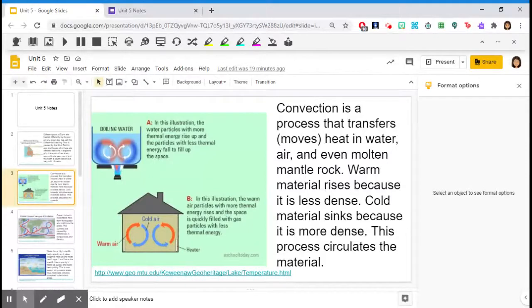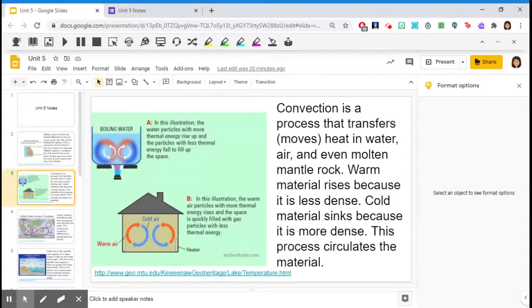The second concept we're covering for Unit 5 is convection, or a convection cell. A convection cell is one entire cycle of heat and cold. Convection is a process that transfers or moves heat in water, air, and even molten mantle rock in our asthenosphere beneath our crust. Warm material rises because it is less dense. Cold material sinks because it is more dense. This process circulates the material itself and also redistributes the temperature to even out the temperature of all the material as a whole.